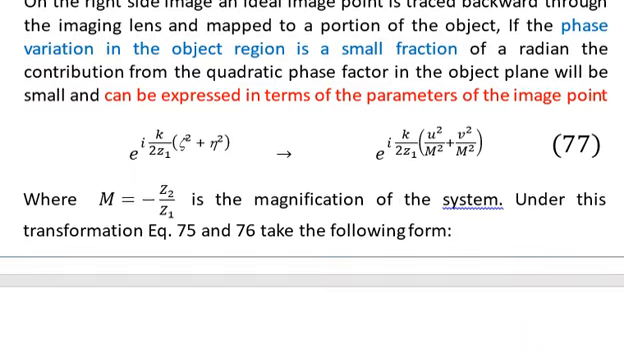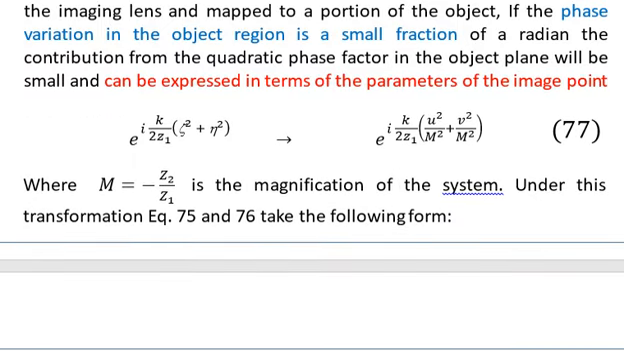fraction of the radian. Then you know that we can use this transformation that we are going to describe in equation number 77: the quadratic phase factor associated with the object plane, that is e to the power iota k over 2 z1, within the parentheses zeta square and eta square, can be replaced by an equivalent quadratic phase factor associated with the object image plane, that is e to the power iota k over 2 z1 into u square over m square plus v square over m square, where m is the magnification of the system, defined by m equal to minus z2 over z1.